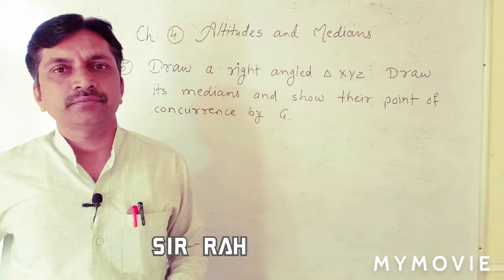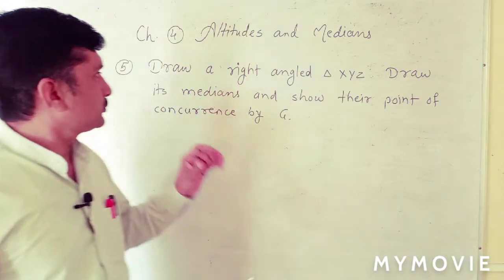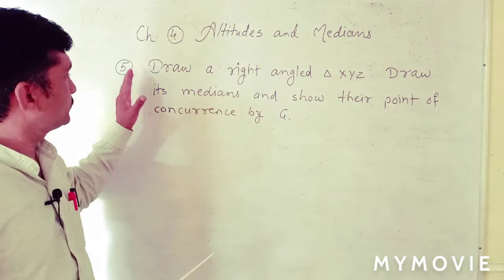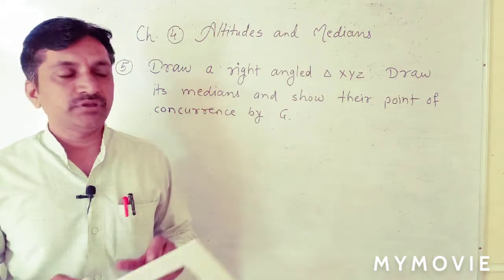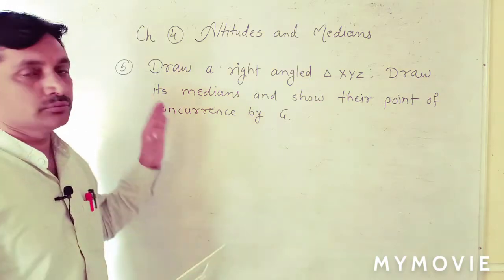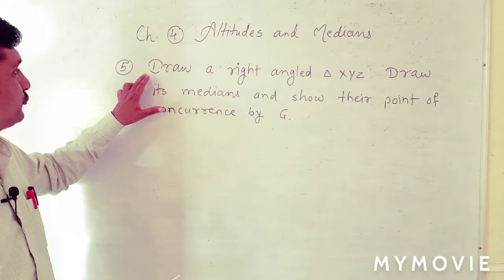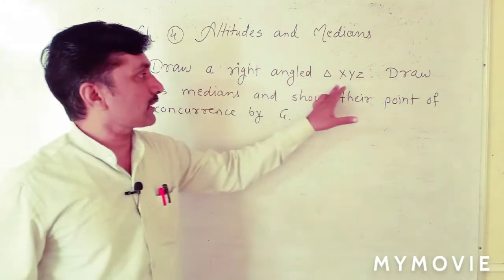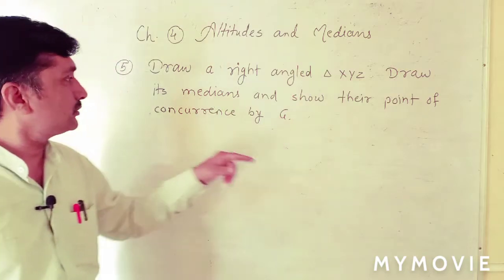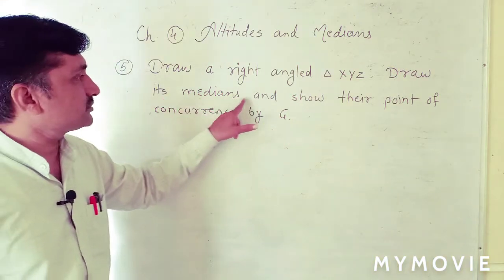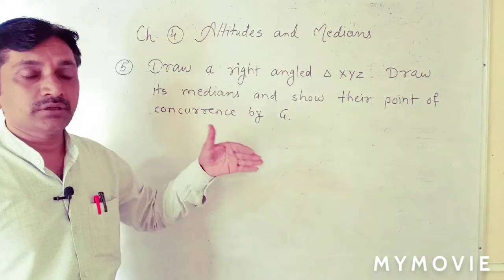I am Rahul Gawande. In the last video we studied questions number 1, 2, 3 and 4 from practice set 4.1. Now in this video we will continue from example number 5. Example number 5 is: draw a right angle triangle XYZ, any, but that should be a right angle triangle. Draw its medians and show their point of concurrence by G. Okay, now step by step.